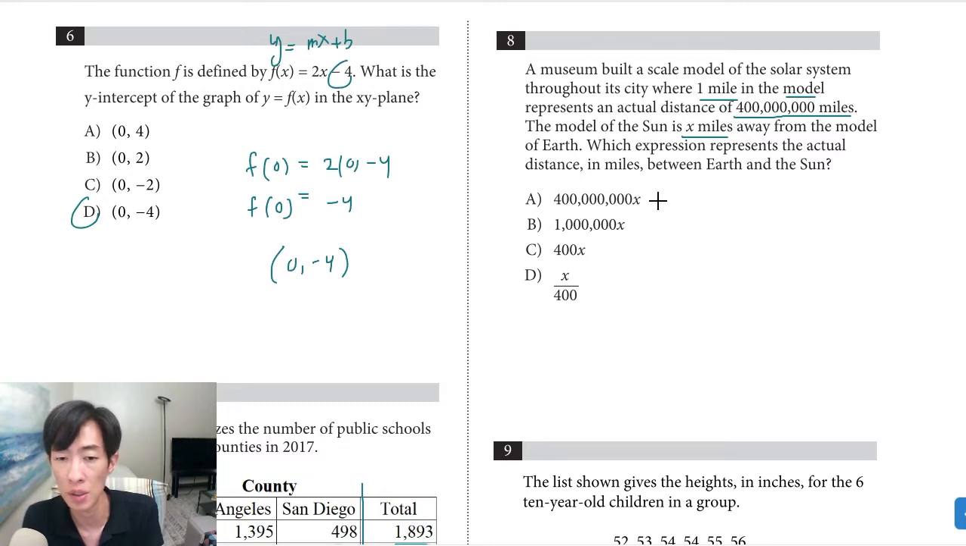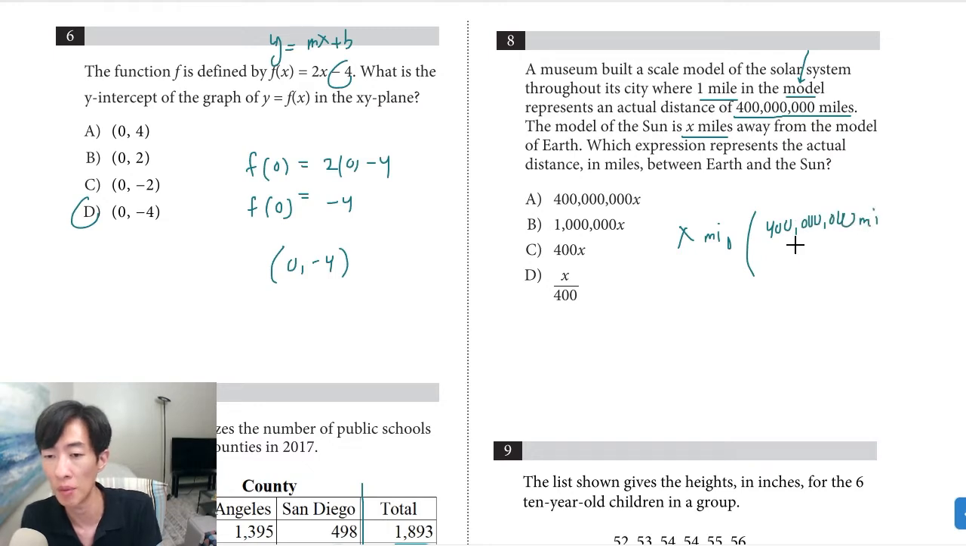So this is an example where it does pay to convert this the formal way, just in case this gets confusing. So we know that the sun is x miles on the model, so I'm going to put sub-0. Now what's our equivalent? We know that 1 mile on the model equals 400 million actual miles. So I want to figure out how many actual miles this is. I'm going to put 400 million real miles up at the top, and that's equal to 1 mile on the model, sub-0.